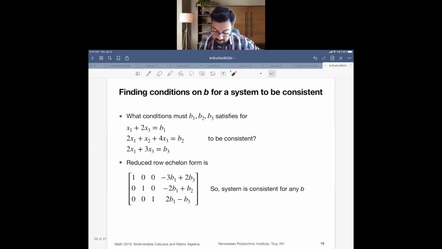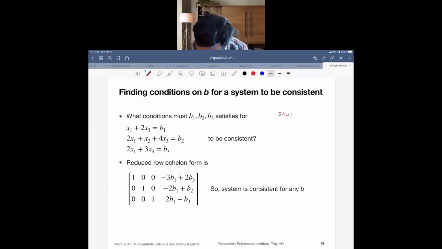So let us try to look at a similar set of linear equations here. What are the conditions that B1, B2, B3 should satisfy for a slightly different set of linear equations? We will try to adopt the same strategy here. We will form the augmented matrix, which has the coefficients of x1, x2, x3, and the last column will be B1, B2, B3. Then you will row reduce it, right? So you will start with this.